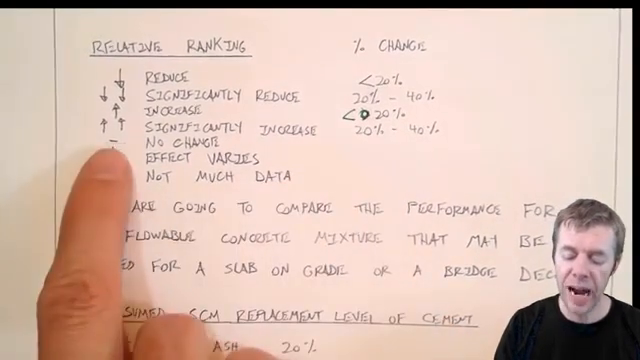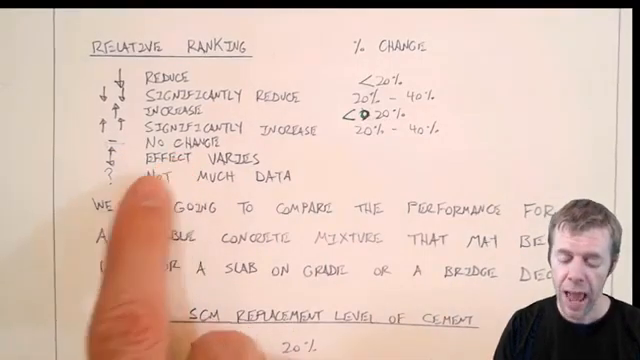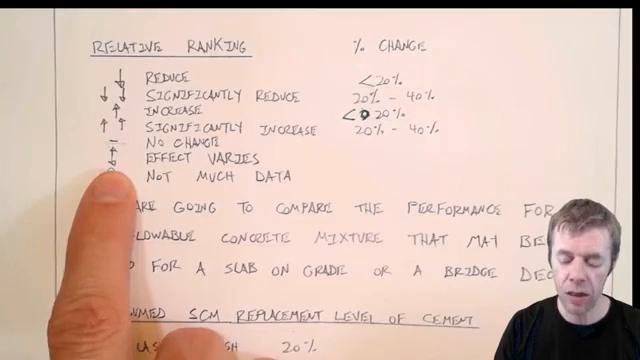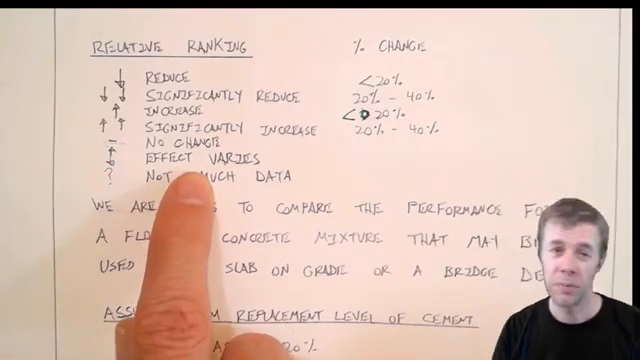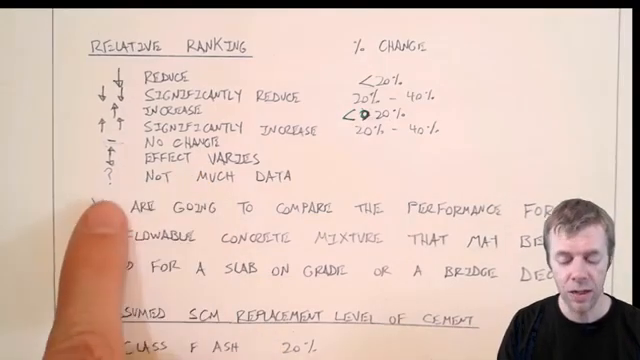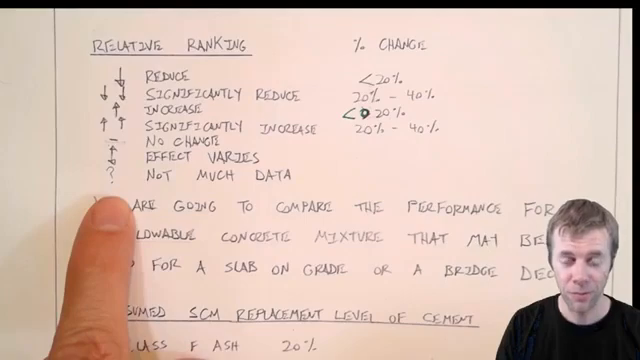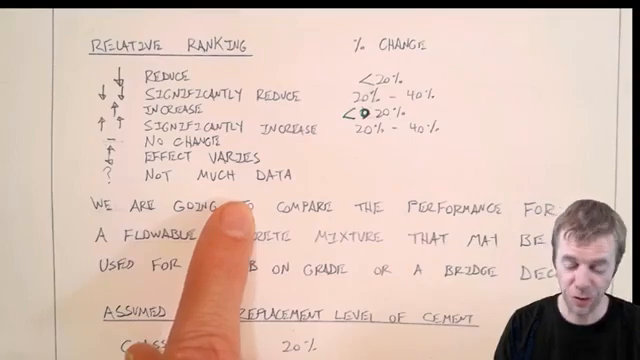And then our dash line here is going to mean no change, as in it doesn't do anything different. And if I use an up and down line, it means the effect varies. Sometimes it may go up, sometimes it may go down. It just depends. And then the good old question mark. The question mark means we don't have much data, and we need to learn more. Just trying to be honest with you.